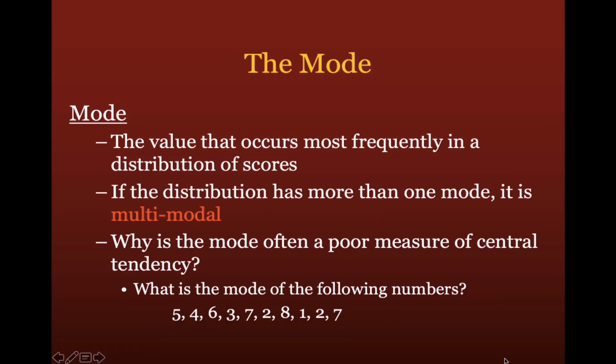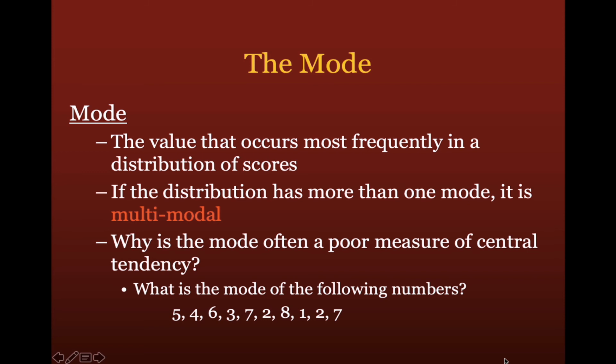The mode is the least frequently used measure of central tendency because it only factors in essentially one score, and it is the value that occurs most frequently in your distribution, right? So it's only really whichever one occurs the most, that is the mode.